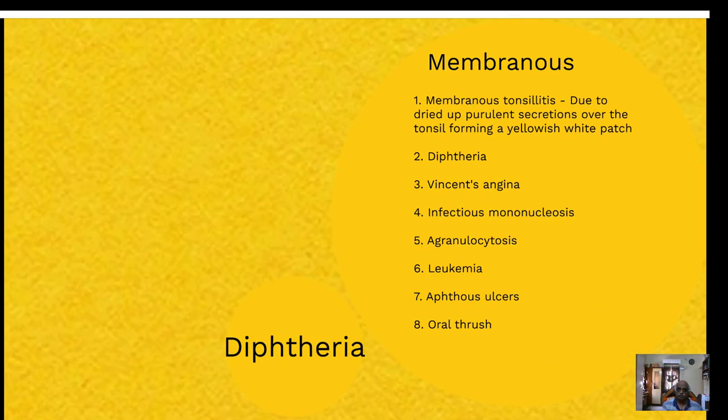Now, a membrane can form on the tonsil. It's also known as membranous tonsillitis. This is actually a common question which is asked in your exam as short notes or during your clinics: the differential diagnosis of membrane over the tonsil. The membrane over the tonsil can be caused by membranous tonsillitis because of the drying up of the purulent secretion over the tonsil. It forms a yellowish white patch.